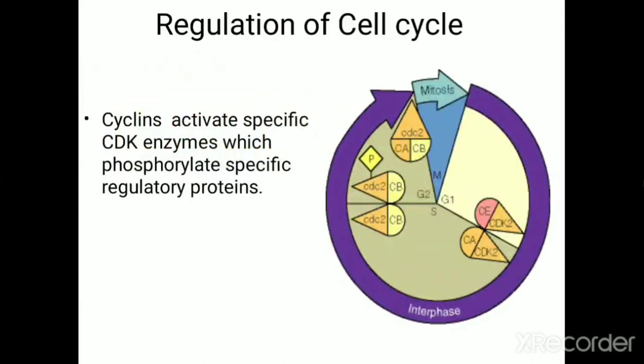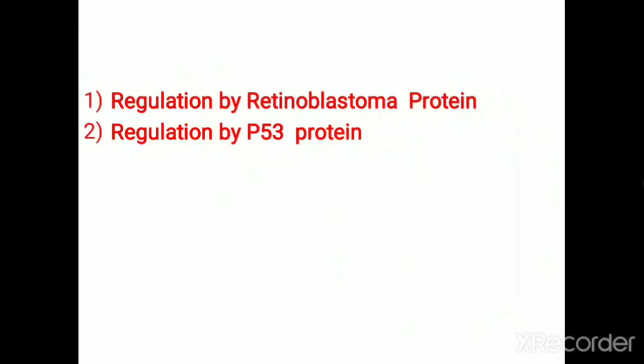So cyclin proteins activate the cyclin-dependent kinase enzyme, and once the kinase enzymes are activated, this activated kinase enzyme phosphorylates the specific regulatory proteins of the cell cycle. So let's see them one by one. The first one is regulation by retinoblastoma protein.